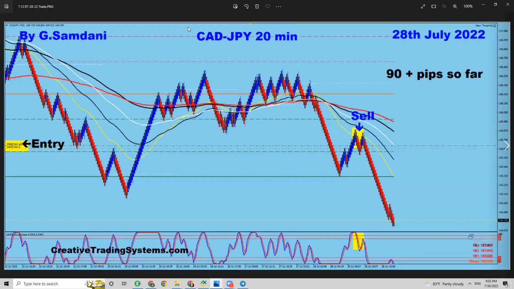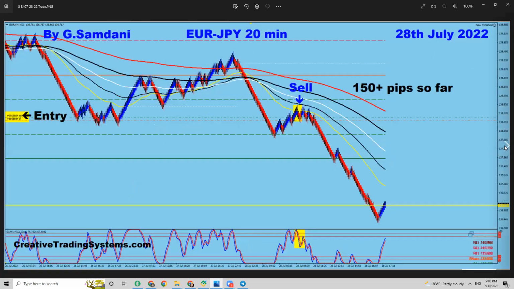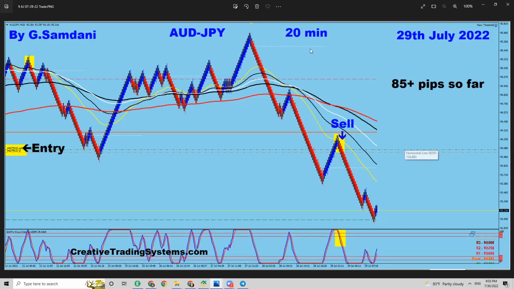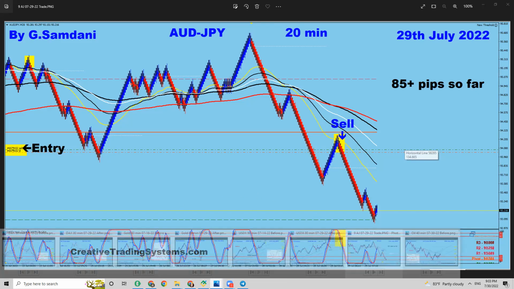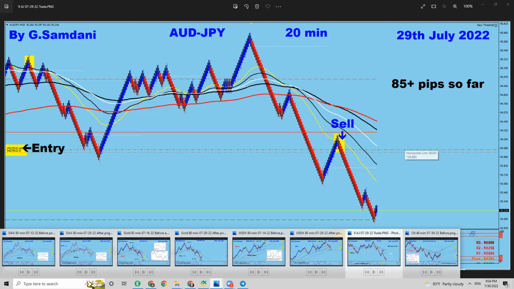Let's see, CJ here for 90 pips to the downside on the 28th. And here's the UJ for 150 pips to the downside on the 28th. And here, AJ for 85 pips on the 29th, Friday, to the downside. So this is how, like I said, anything you can have on the MT4 platform, you can trade with this system.